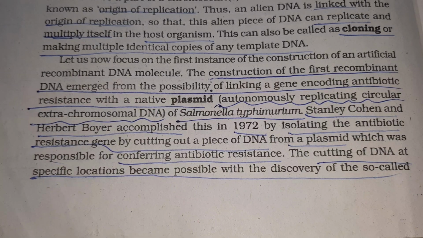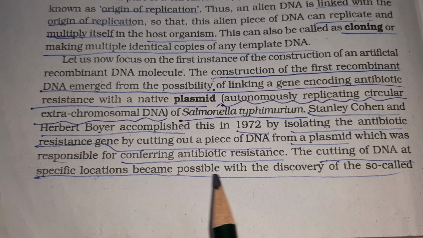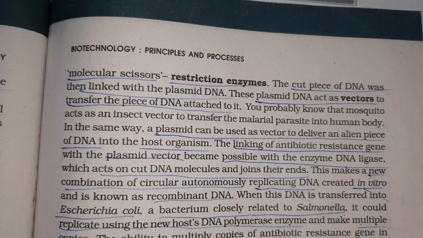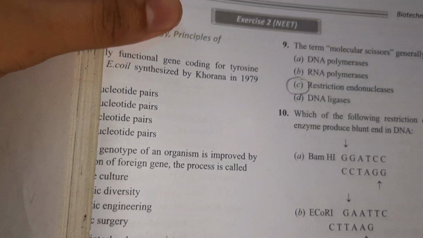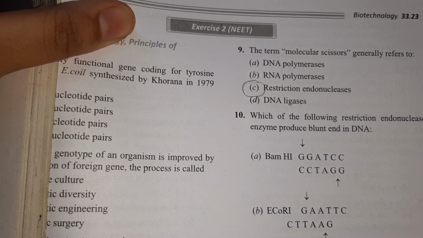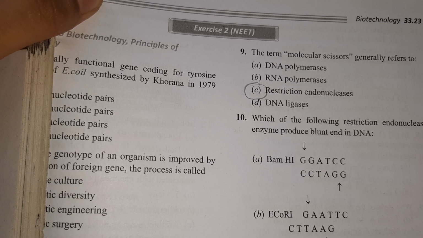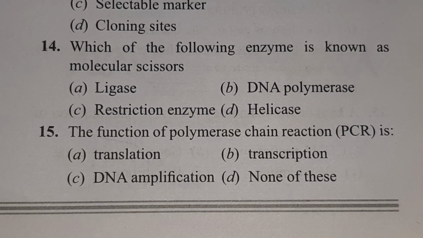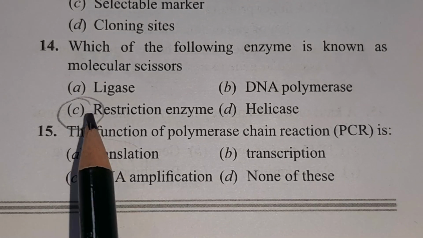On page number 194 and 195, we have, the cutting of DNA at specific locations became possible with the discovery of so-called molecular scissors, restriction enzymes. So the answer for our question, the term molecular scissors generally refers to, is restriction endonucleases. The same question is asked in different context. Which of the following enzymes is known as molecular scissors? So the answer is restriction enzymes.